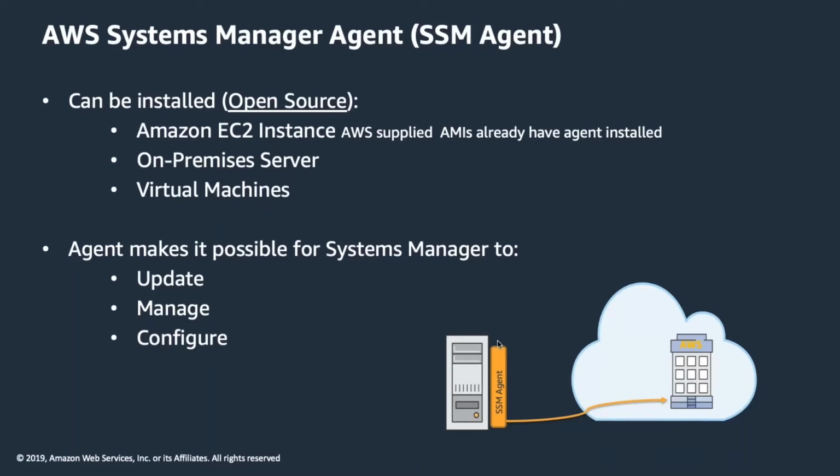Now, if it's an EC2 instance on Amazon or within AWS, then the AMIs that we supply already have these agents installed, so you don't have to do anything special. But if you're bringing your own custom AMIs, you essentially need to bootstrap your machines to make sure that you install these agents on those devices. It also makes it easy for you to update, manage, and configure, and we'll talk about all those different options in just a few minutes.